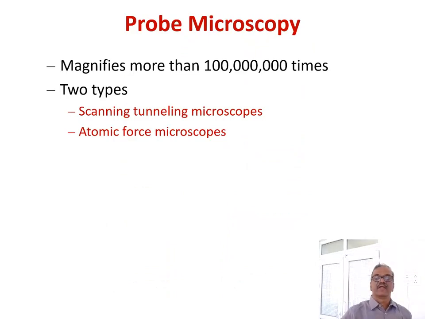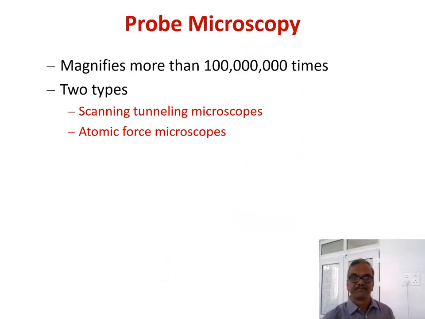Then the last one is probe microscopy. It magnifies more than 100 million times. In that there are two important advancements: the scanning tunneling microscope and the atomic force microscope.